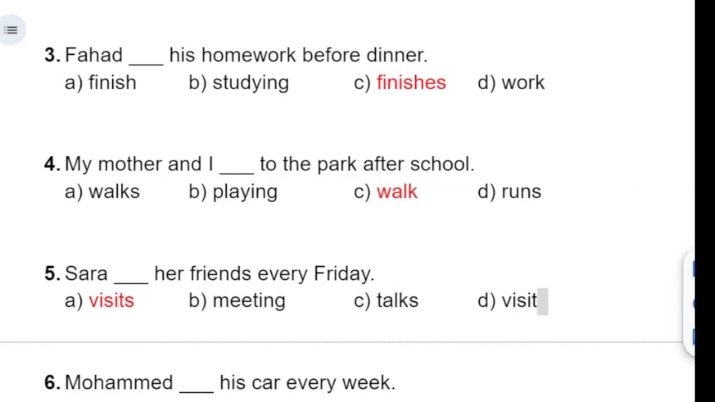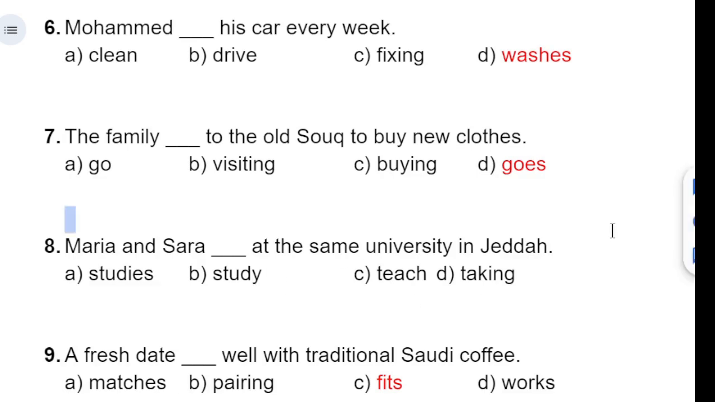3. Fahad finishes his homework before dinner. 4. My mother and I walk to the park after school. 5. Sarah visits her friends every Friday. 6. Muhammad washes his car every week. 7. The family goes to the old souk to buy new clothes.